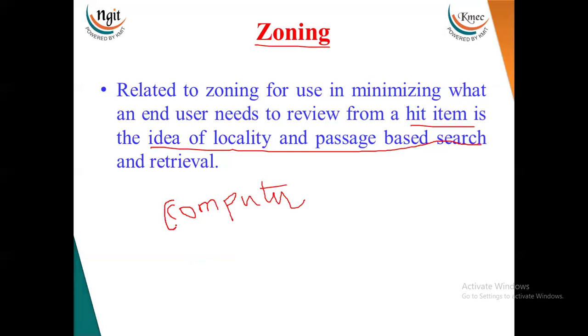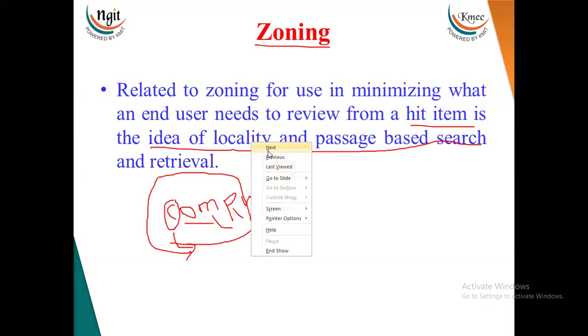I will first select the element based on C. After that, you check for O, then I check for M, then I check for P, like that. If I have a zone related to COMP, all the elements like computer, computing, competent, all these will be stored in one zone. If all the related items are stored like this in different zones, it will be easy to identify them with the help of locality and whatever passage or element you are going to search.